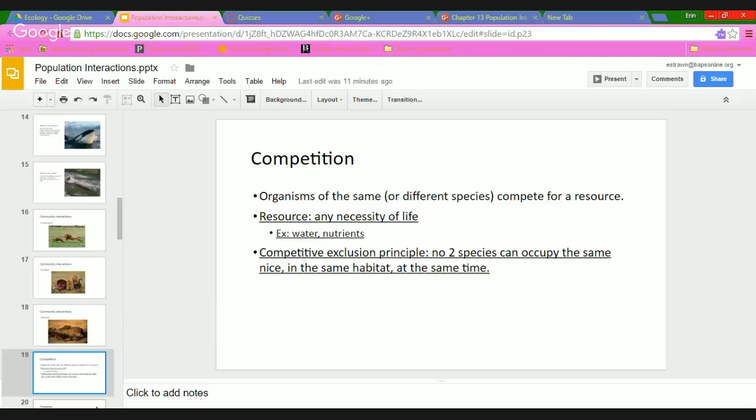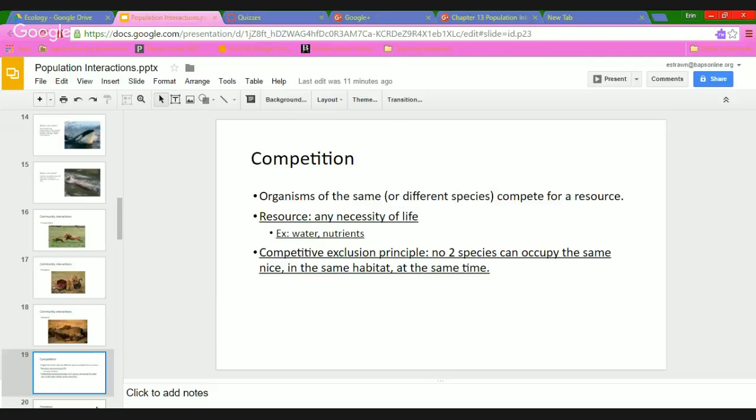Okay, so here's the point in your quiz that isn't a quiz, it's really notes, where I want you to type something. It asks you to define competition. Please do not copy what I have written here. I want you to use your own words to describe it. It's when organisms of the same or different species compete for a resource. Say that any way you want aside from copying mine. I want to clarify that a resource is any necessity of life. It can be water, nutrients, mates.